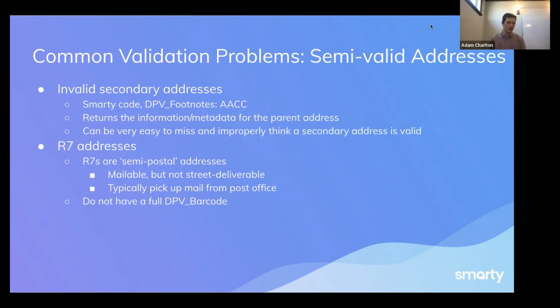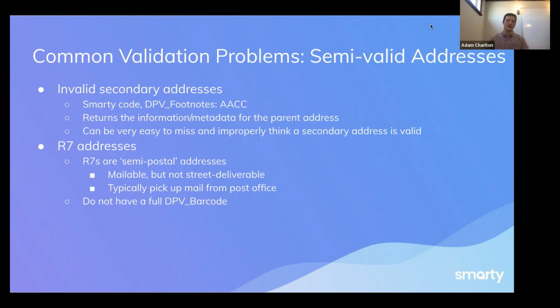R7 addresses also fit into this. R7s are semi-postal addresses. They're mailable, like you can write the address on a letter and send it to them, but they're not street deliverable. Typically, all the residents in an R7 area go and pick up their mail at the post office instead of in a mailbox in front of their house. They don't have the full DPV barcode, which is one of the reasons why you can't use it to correlate information when doing data blending.